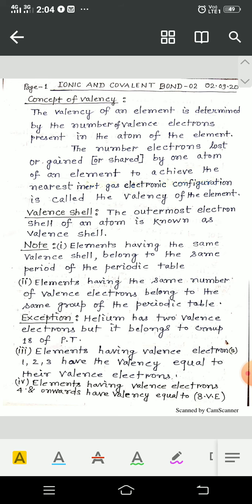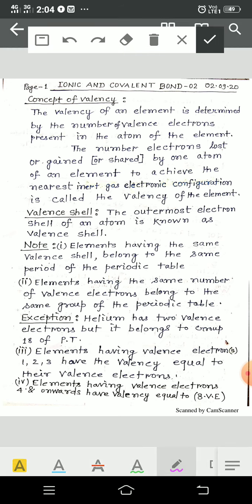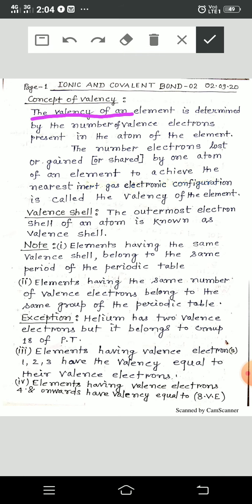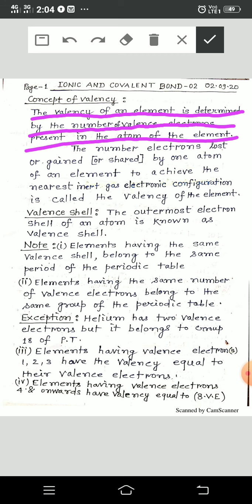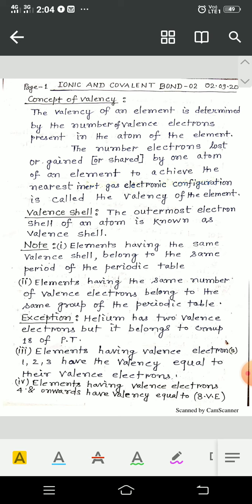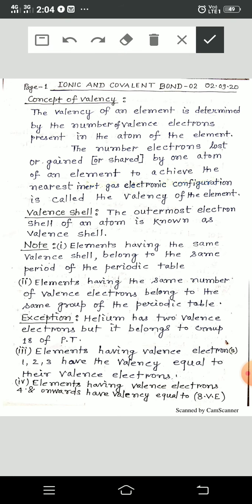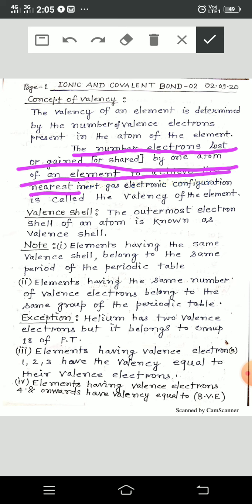See here, first of all about the concept of valency. The valency of an element is determined by the number of valence electrons present in the atom of the element. The number of electrons lost or gained by one atom of an element to achieve the nearest inert electronic configuration is called the valency of the element.